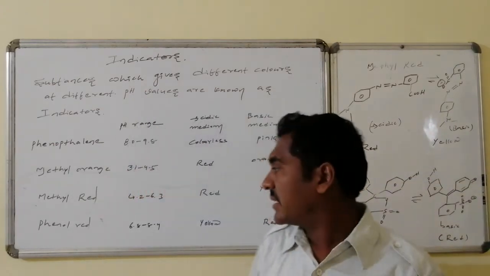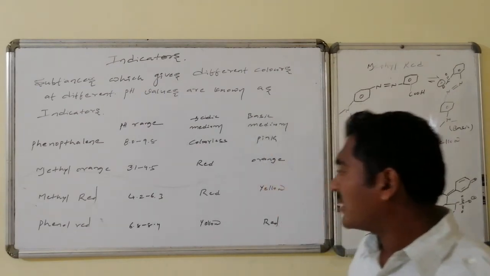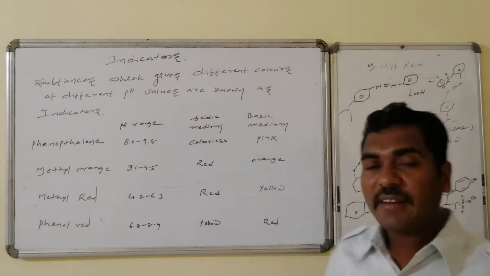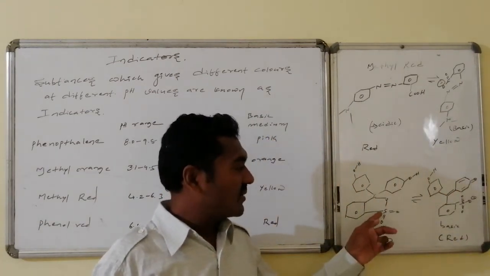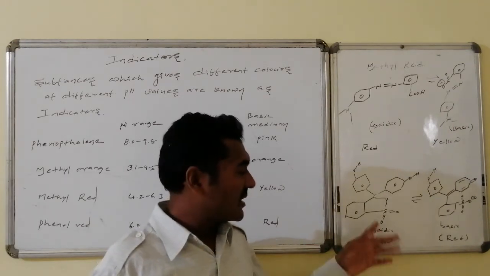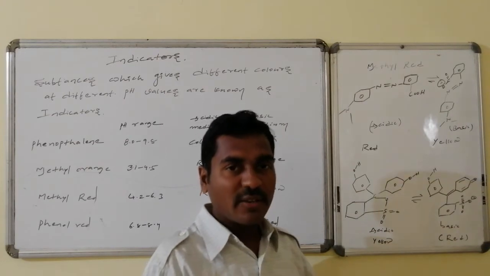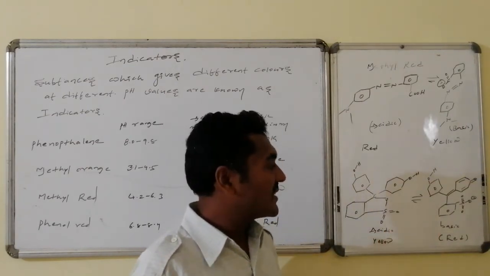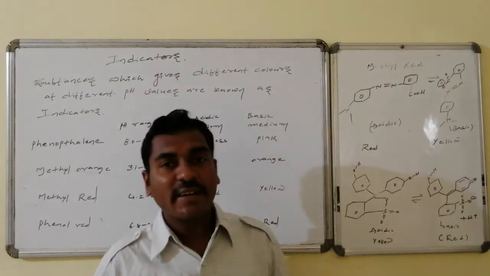Similarly, the last important indicator is phenol red, which has the corresponding colors in acidic medium as yellow and basic medium as red, with a structure similar to that of phenolphthalein. Instead of carboxylate, here a sulfate structure is there. In acidic medium it has yellow color, that is the molecular form, whereas in basic medium it is present in the ionic form after losing H plus. Here H plus is donated and it has red color.